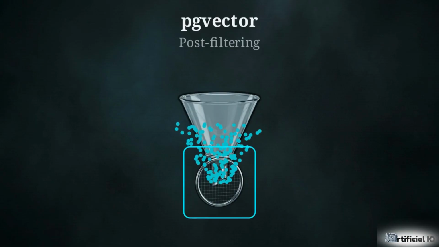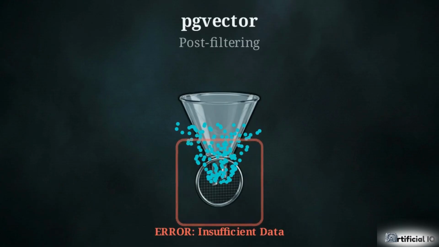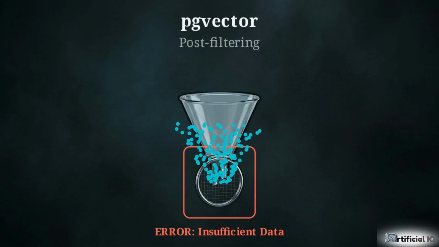That works if your filter is loose, but if your filter is strict, say isolating a single user's private data out of millions of rows, the top vector results mostly fail the test. The database hits a wall and stops, silently under-delivering the documents your AI needs.